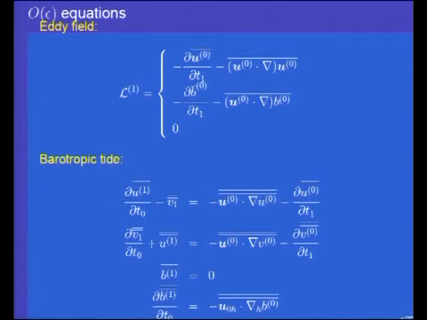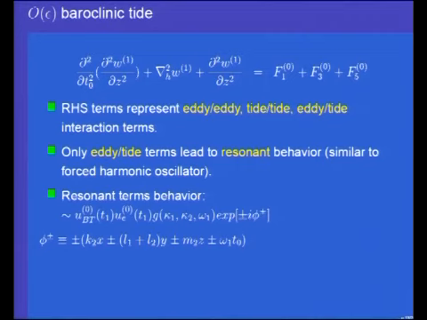Okay? And the barotropic tide looks similar. These double bars indicate vertical averaging. These single bars indicate temporal averaging, like so. And so, since we're mainly concerned with the generation of internal waves, let's just go directly to this order epsilon equation, which now picks up three contributions from the right-hand side. And the full right-hand side terms contain eddy-eddy, tide-tide, and eddy-tide interaction terms.